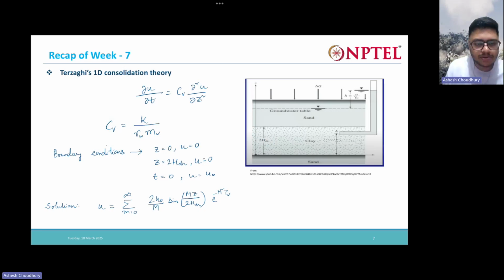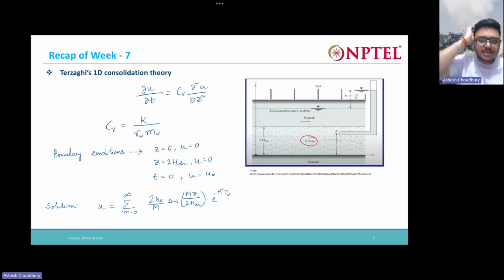Okay, k = γw mv into mb, so this is our Cv. All right, so now you can see this clay layer here. This clay layer is the consolidating layer. This layer is going to consolidate and settle, and this sand is nothing but a drainage layer.